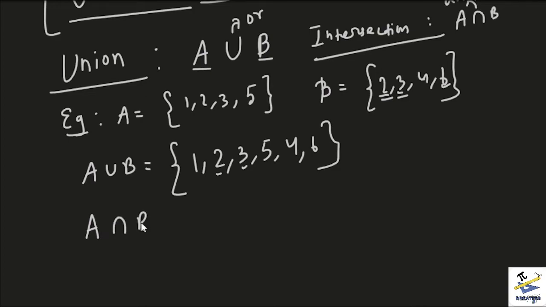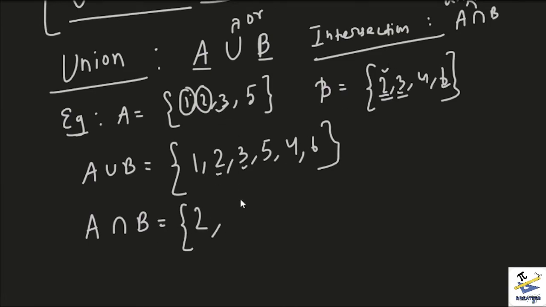Similarly, A intersection B should be the common elements. So we can take one element at a time and check if it is present in both of them. So is 1 present in both of them? It's not, so we cannot write 1. Is 2 present in both of them? It is, as you can see. So 2 is a part of A intersection B.